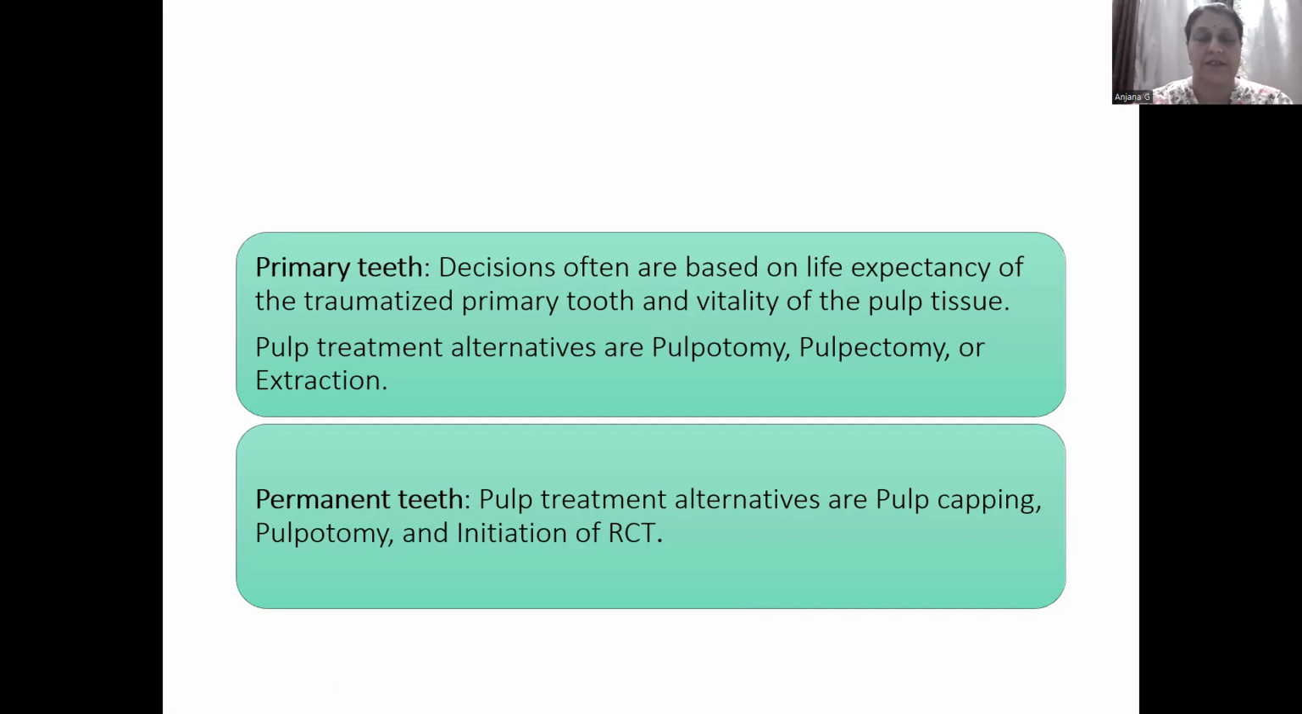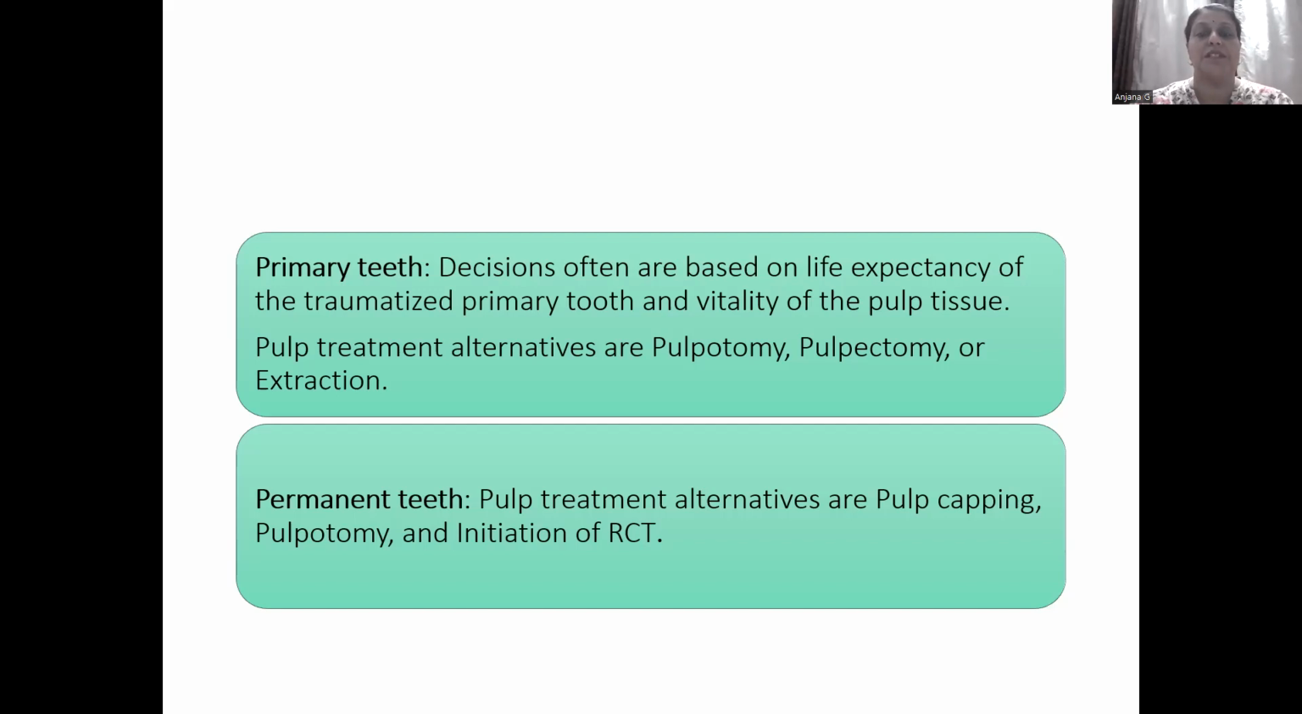Pulp treatment alternatives, if the patient reports to you immediately, are pulpotomy, pulpectomy, or extraction. Pulpotomy, if the tooth is vital and the patient reports to you immediately: you can cap the pulp and give a restoration. Pulpectomy or extraction, if the tooth is non-vital. If the tooth cannot be saved, you think about extraction.